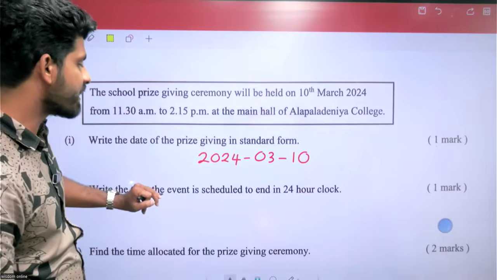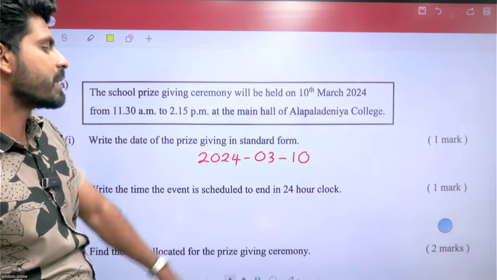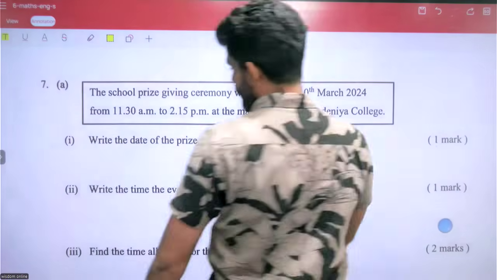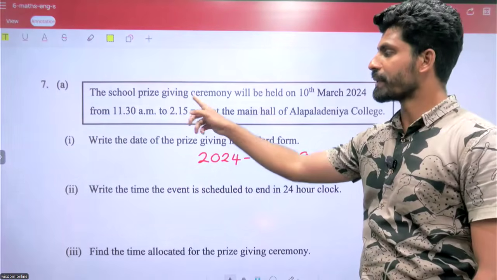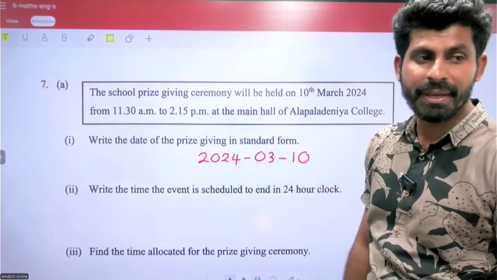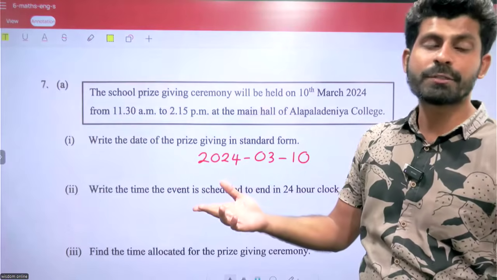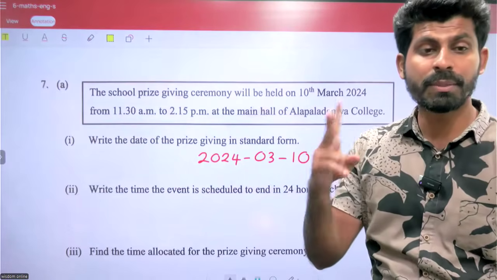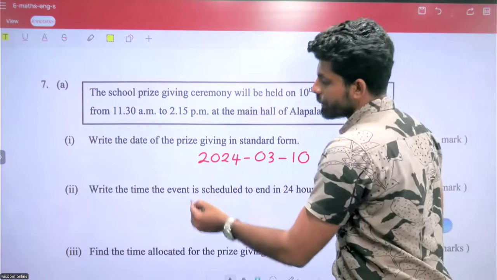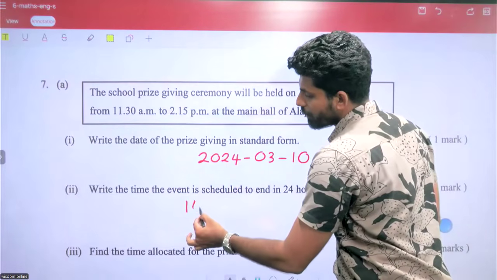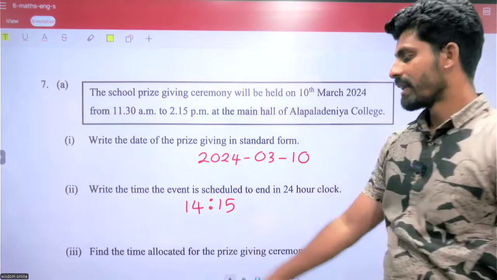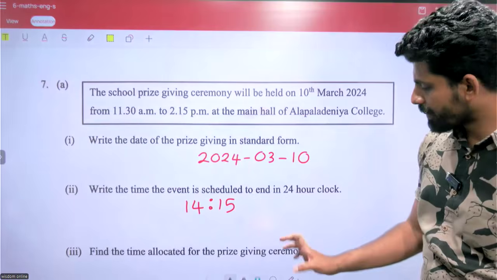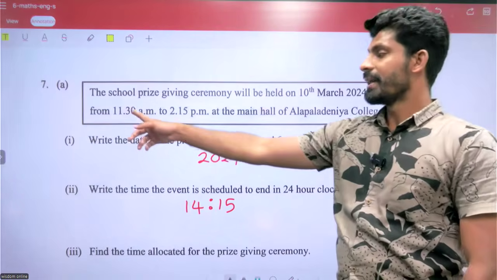Write the time the event is scheduled to end in 24-hour clock. Scheduled to end at 2:15 p.m. PM means after 12 noon, so we need to add 12. 2 plus 12, that is 14:15.